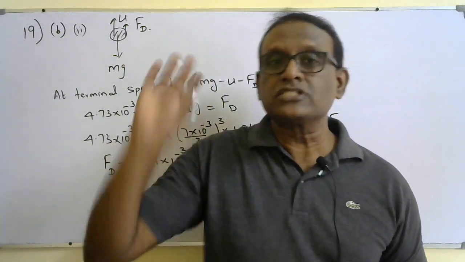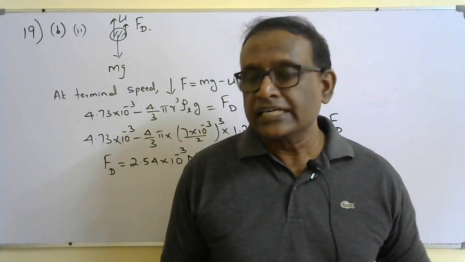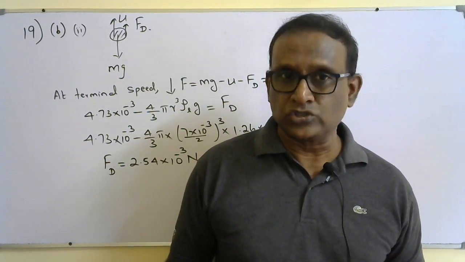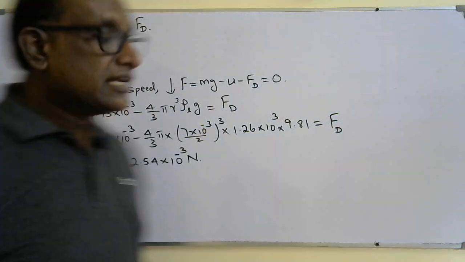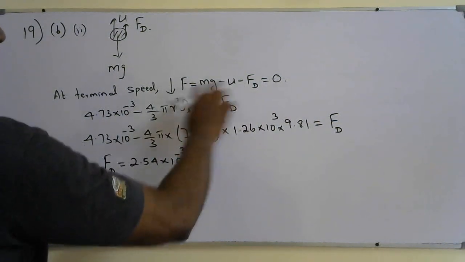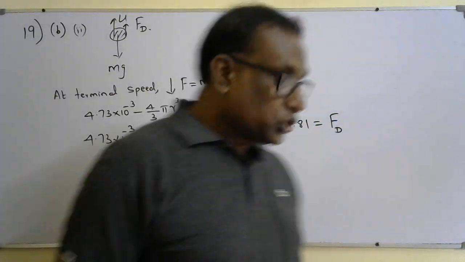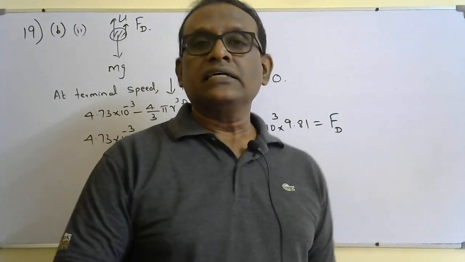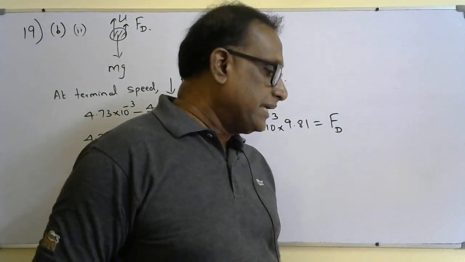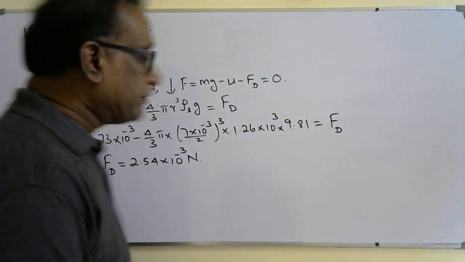But I did not use Stokes' law here. I just used the condition for equilibrium, because when it reaches the terminal speed, all the forces should balance. I found the drag force by using the condition for equilibrium, which is the resultant force equal to 0. Right, now I'll use Stokes' law and check what the drag force could be at this particular speed. The speed of the sphere is given, 4.05 × 10^-2.